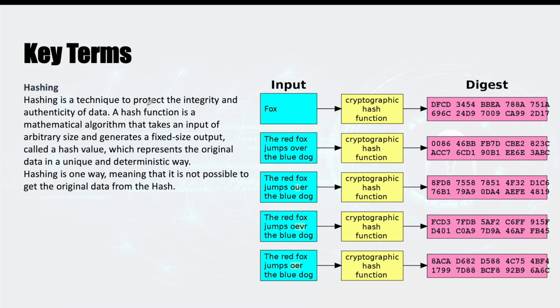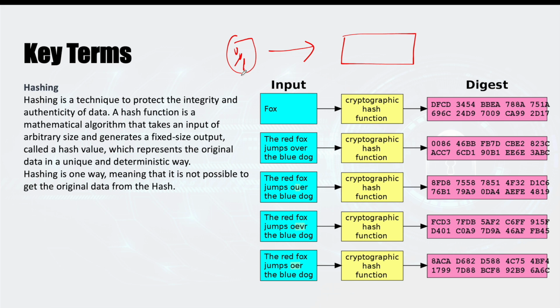Now hashing. Hashing is a technique which is used to protect the integrity and authenticity of data. So basically, let's say you have some data. If you hash the data, you will get some output after applying the hashing algorithm. Hashing has two major properties. First thing is it will be a fixed size output.